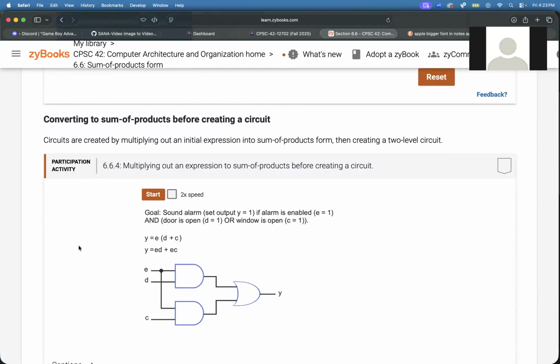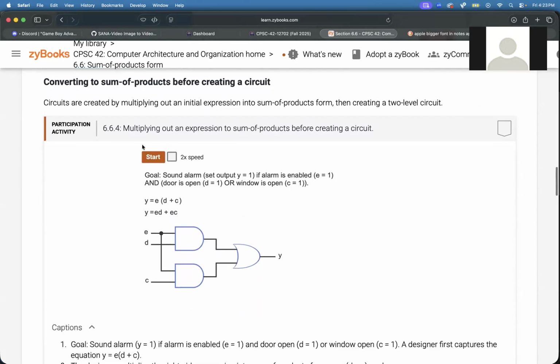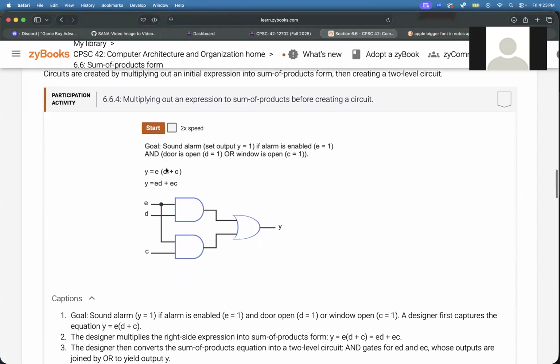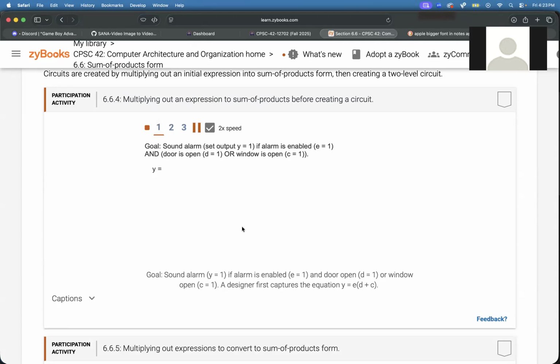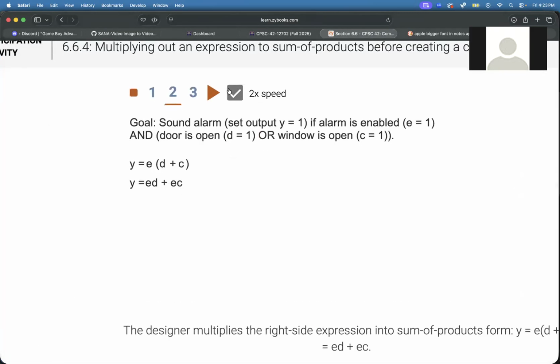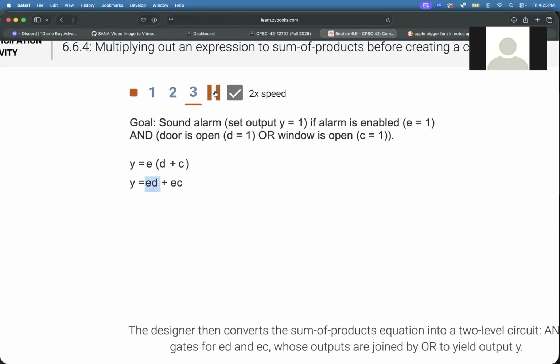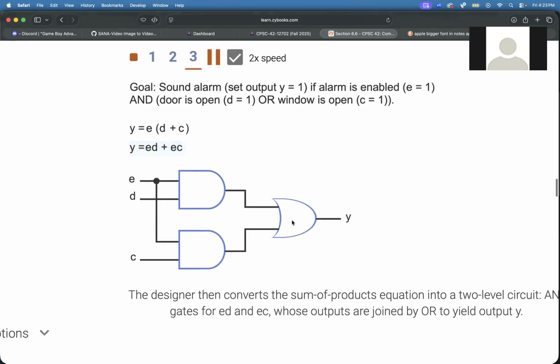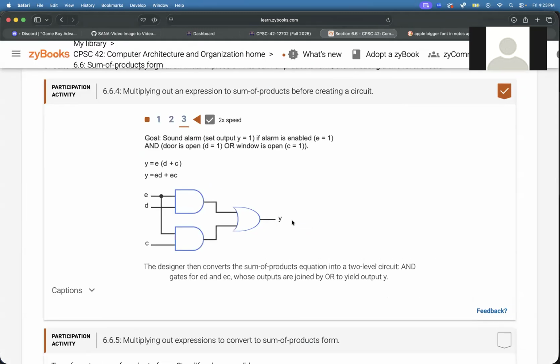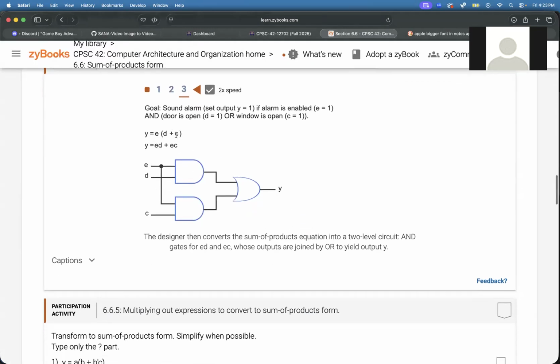So, let's see. What are we doing here? This is an animation, so I think they're just going to, what are they going to do? Multiply this out? Yeah, they FOILed it out, which is valid. Distributive law works for these. And then once it was written this way, then they could draw the circuit. Okay. I mean, they could have also drawn the original circuit.